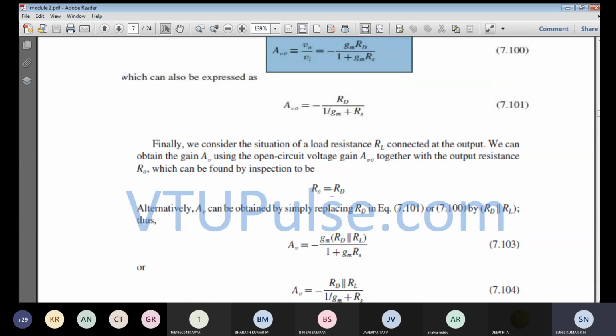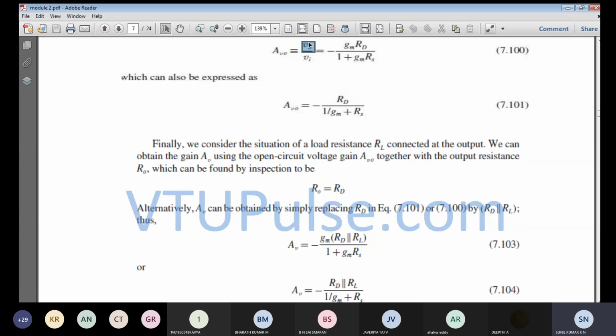Okay, so what is the final output resistance if a load resistance has been connected? Load resistance RL is connected at the output side. So what is the gain? This is the gain, right? The open circuit voltage gain is nothing but the voltage gain. AV0 into VI is the output voltage without load. If you are going to have a load resistance, this AV0 into VI is nothing but the output voltage without the load resistance.